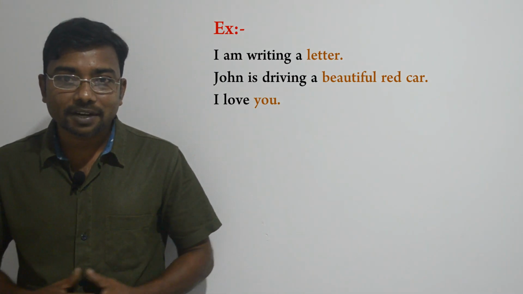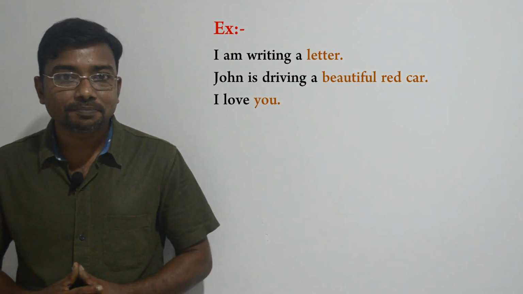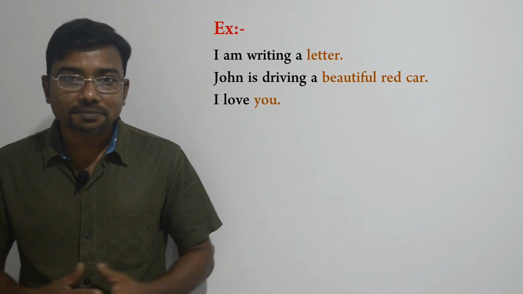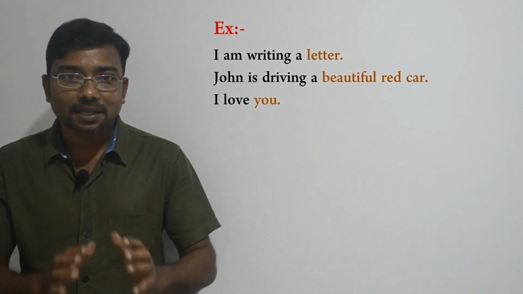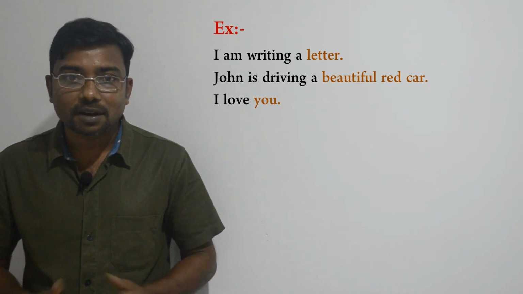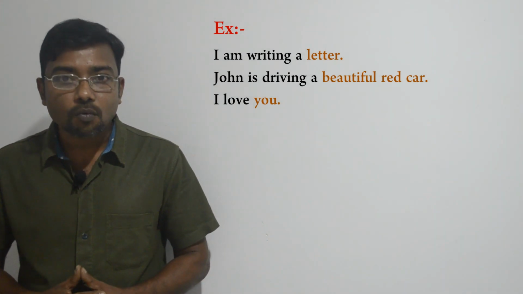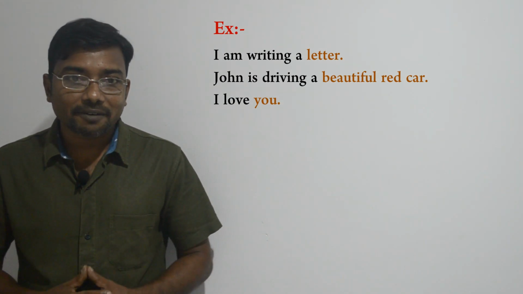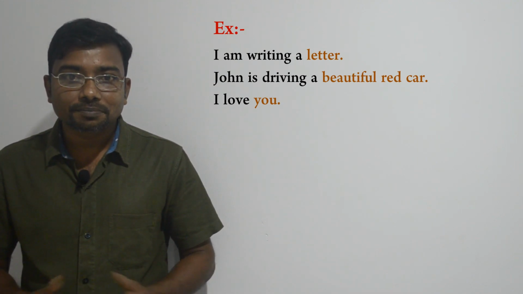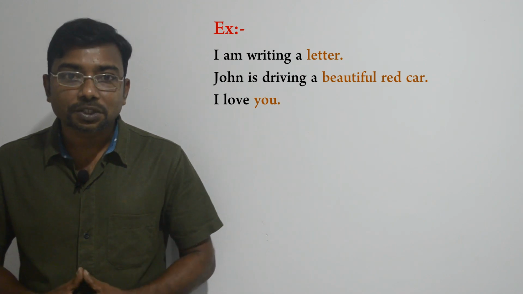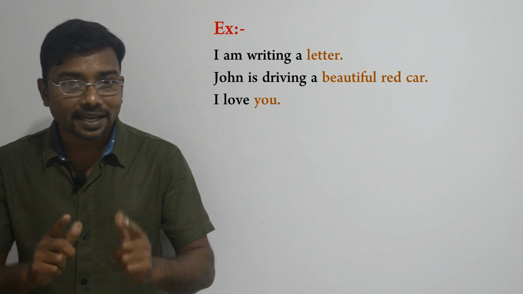Okay, look at the second one. John is driving a beautiful red car. Here also we can ask a what or whom question to identify the direct object. What is John driving? A beautiful red car. Here, beautiful red car is the direct object because it directly receives the action of the verb driving, and here beautiful red car acts as a noun phrase because it includes more than one word. Okay, let's turn our attention to the last one. I love you. Here also we can ask a question. Whom do I love? You. You is the direct object because it is directly affected by the verb love, and also acts as a pronoun.